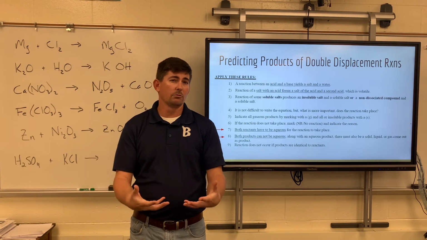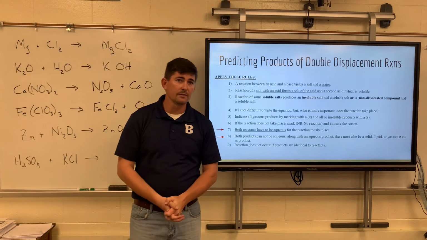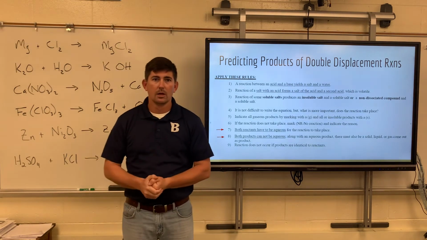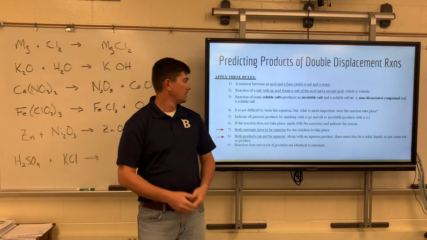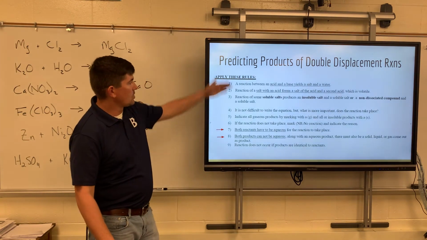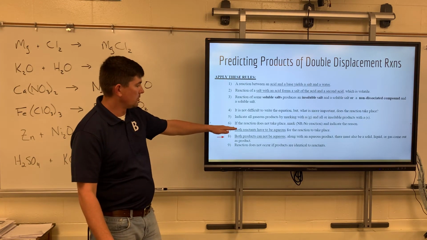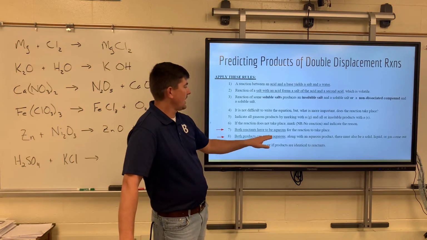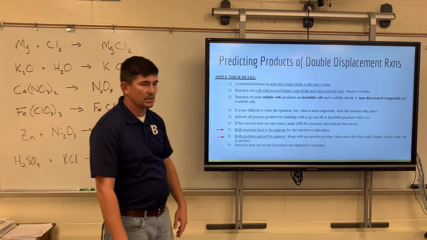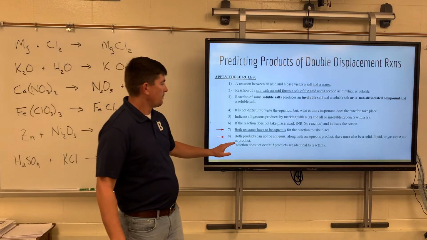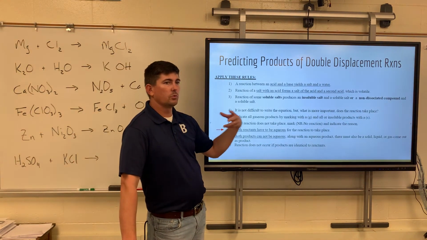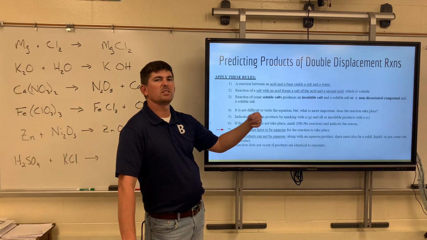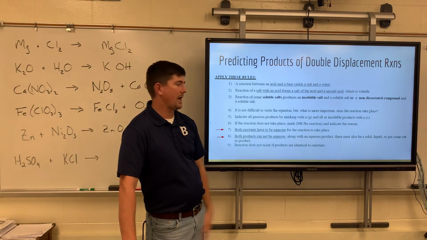So writing the double replacements, remember we said was really easy. You just switch the partners. It's, does it actually happen? So I give you all these things, but we said this really boils down to rules 7 and 8. Both reactants have to be aqueous in order for the reaction to take place. And then both the products can't be aqueous. So we need one of the products to be aqueous and one of them to be something else, a solid, liquid, or a gas. Okay?